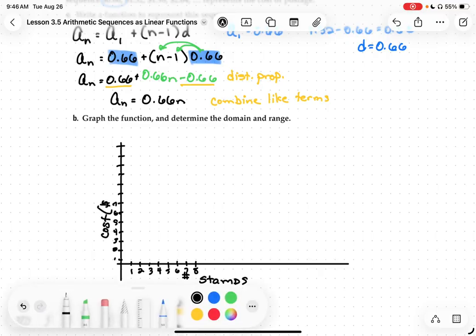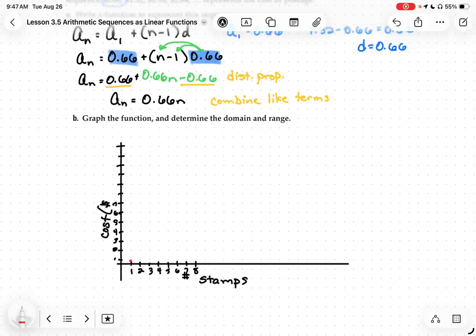Okay. So let's go ahead and put some points on here. So we know one stamp costs 0.66. Two stamps then would be 0.66 times 2, which is $1.32. Let's see, three stamps would be maybe $1.98. So three stamps just under 2. Four stamps, 4 times 0.66 is 2.64. Five stamps would be $3.30. So 5 stamps just above $3. I think that's probably enough.